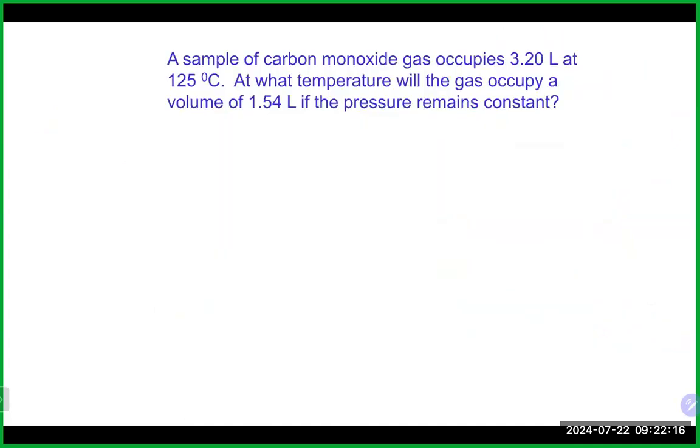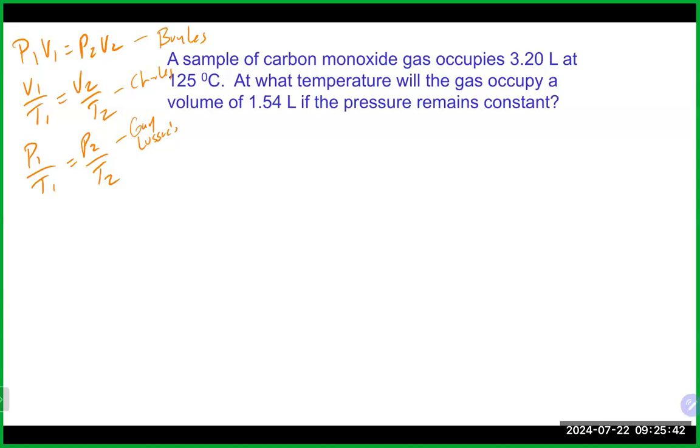All right, so let's try one here. A sample of carbon monoxide occupies 3.2 liters at 125 degrees Celsius. What will be the temperature at the volume of 1.54 liters? Okay, so let's take a look. Once again, I'm going to pull out the information. So I got 3.2 liters. That definitely is a volume. It's at a temperature of 125 degrees Celsius. I am looking for another temperature value, and I have another volume given to me at 1.54 liters.